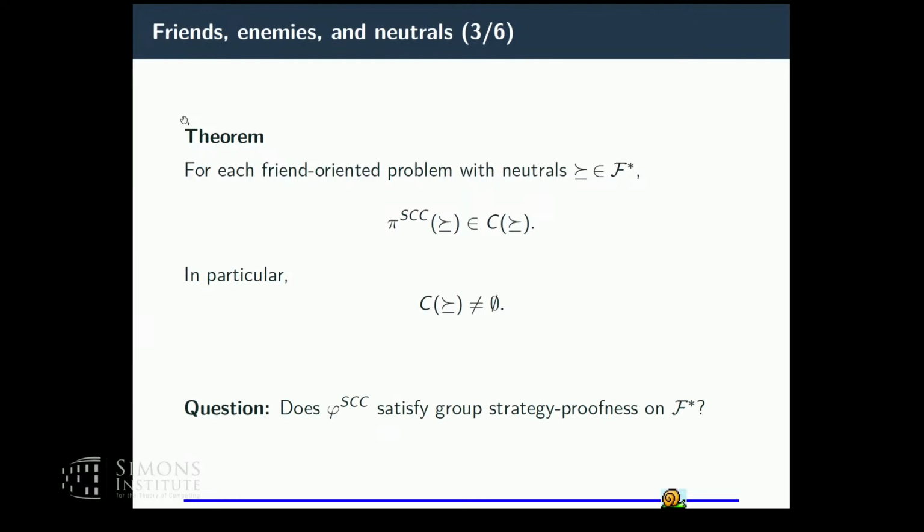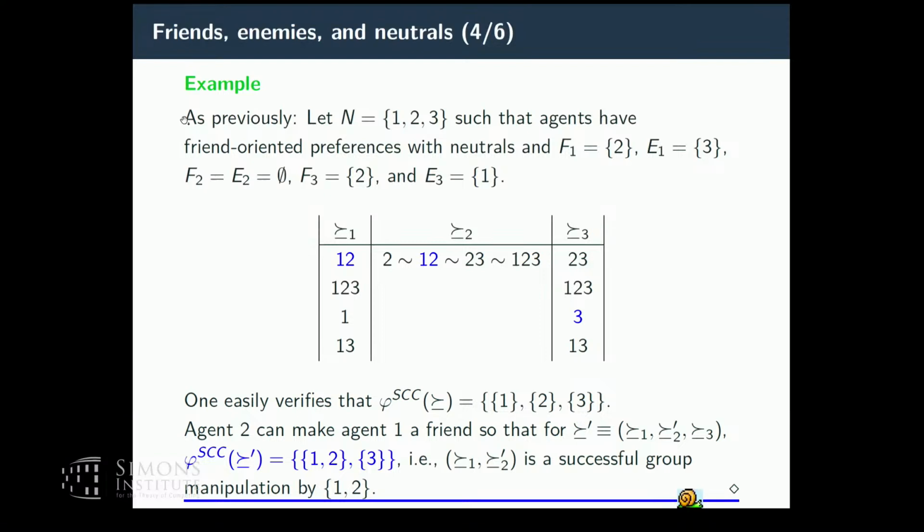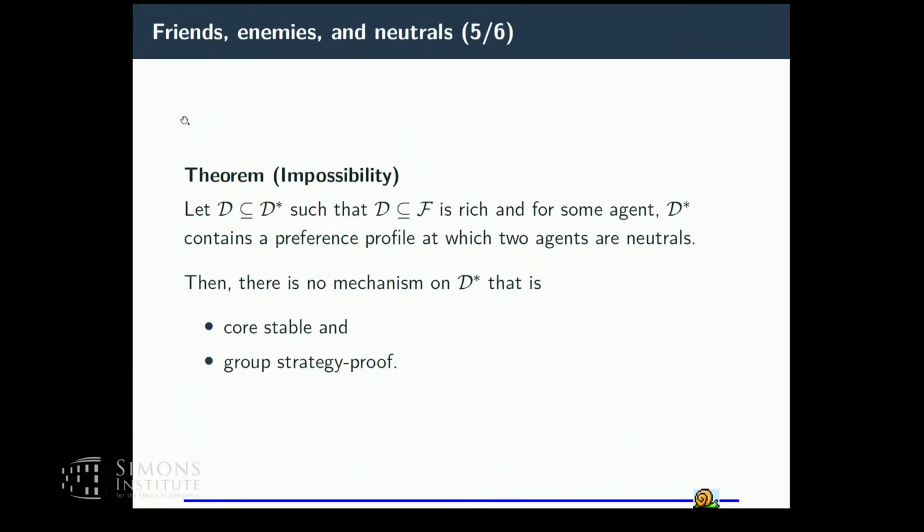Does this thing satisfy group strategy proofness? The answer is no, because again, this example serves basically agent 2 can make agent 1 or agent 3 happy by just declaring them their friend, and he doesn't care. So it's not group strategy proof. However, weak group strategy proofness is going to be satisfied. Here we have an impossibility theorem to have actually core stability and group strategy proofness.